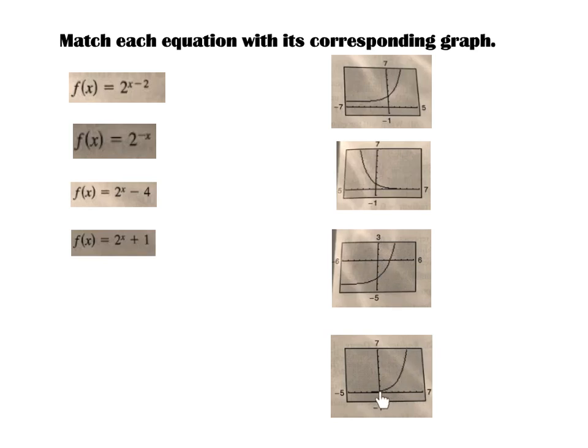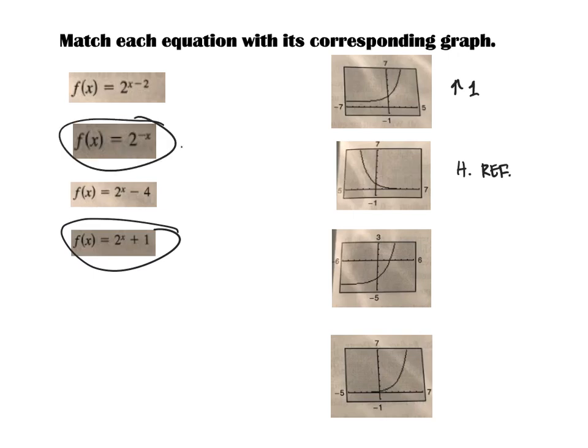And it looks like this graph, there's some kind of either compression going on or maybe a shift to the right. Yeah, I think it's a shift to the right. So with that being said, this is a shift up 1 unit. Let's see if I can find something that matches. Yes, I got one. Okay, this looks like a horizontal reflection. Yep, got that one.